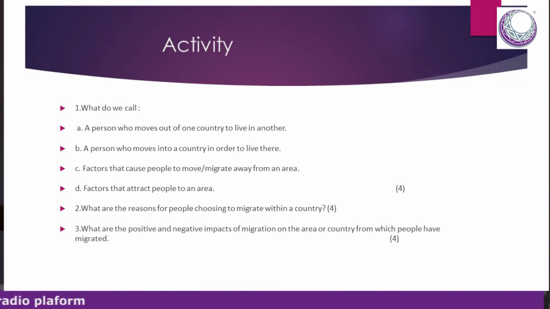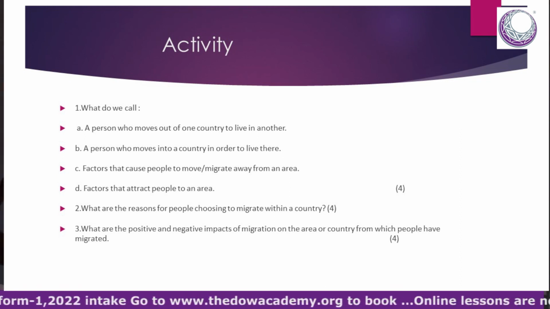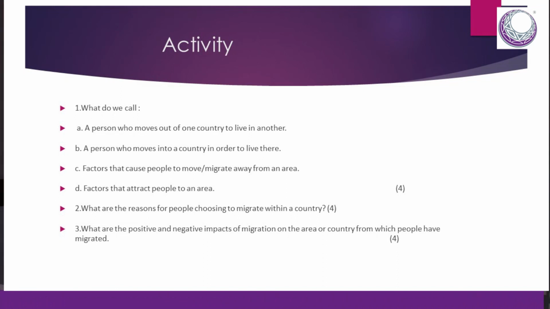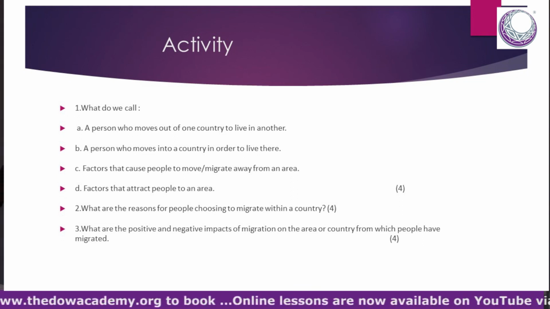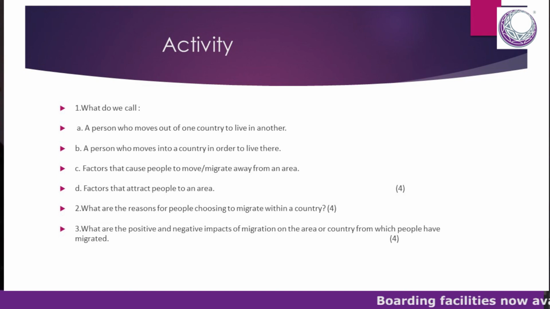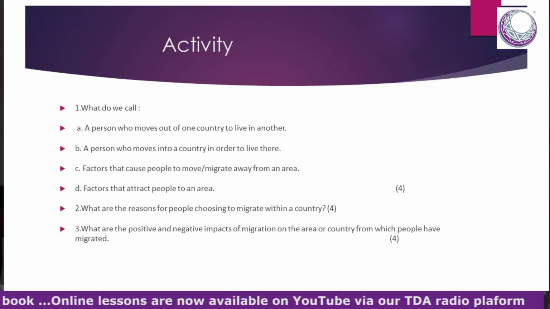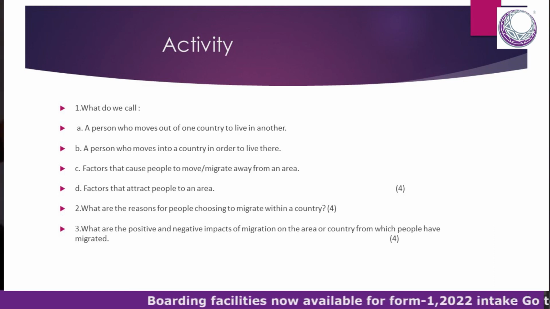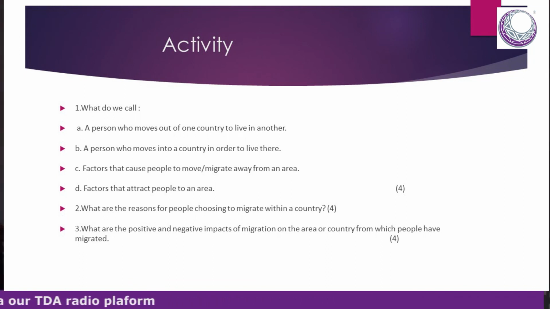What are the reasons for people choosing to migrate within a country? Job opportunities, educational reasons, better health care, bright lights. What are the positive and negative impacts of migration on the area or country from which people have migrated? What are the problems that people are likely to face because of the movement that has happened from a certain place? The negative: if people move away from a place, those who are left behind will be very lonely. They have so many social problems. The positive: they will receive remittances from those who have left. So you can write, these are very simple questions. Thank you very much.